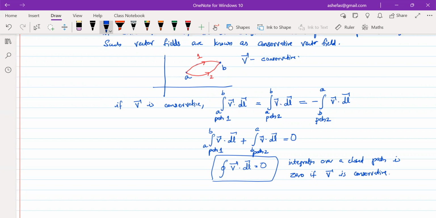Okay, so that's all about line integration. In the next class, we'll discuss surface integration.